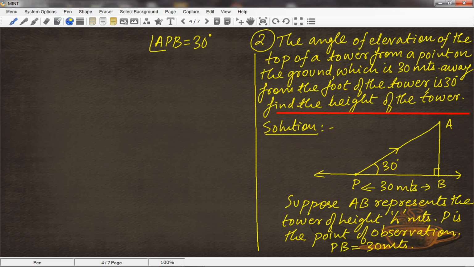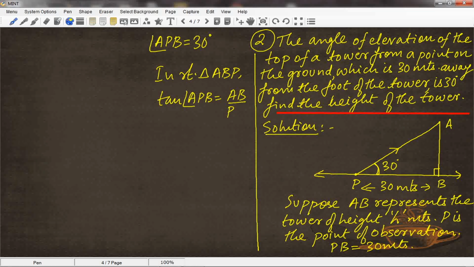Now comes the selection of the appropriate trigonometric ratio. आपको AB की लेंथ निकालनी है, PB दिया हुआ है, एंगल P दिया हुआ है, तो एंगल P के रेफरेंस में AB is the perpendicular and PB is the base. So again the choice will be either of tan theta or cot theta. So we'll go to right triangle ABP. This is tan of the angle APB will be equal to the perpendicular AB upon the base PB.